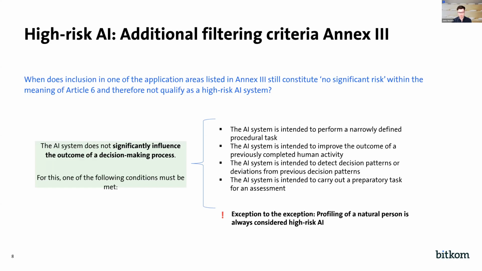If you fulfill as an AI system, you fall under one of these, you just need to fall under one, not several, then you're actually not high risk, even if you are an AI system in one of the listed use case areas. And that is if the AI system is only intended to perform a narrowly defined procedural task, if the AI system is intended to improve the outcome of a previously completed human activity, if the AI system is intended to detect decision patterns or deviations from previous decision patterns, or if the AI system is intended to carry out a preparatory task for an assessment. In all these cases, it's not high risk, even though it is used in one of these use case areas listed before.